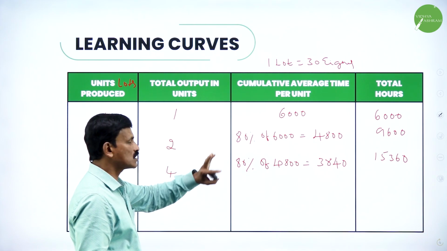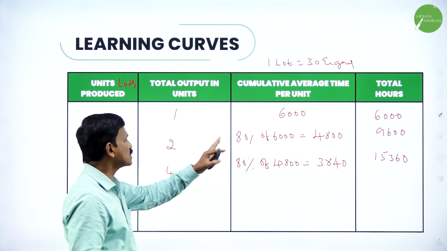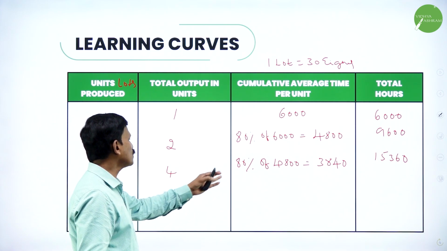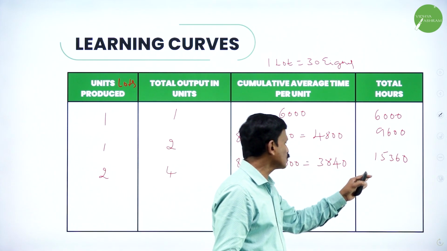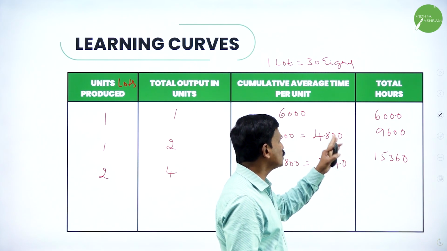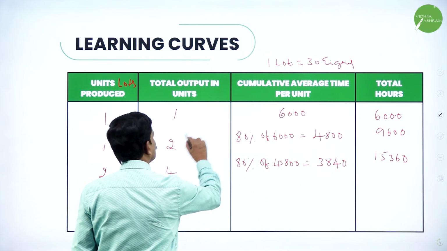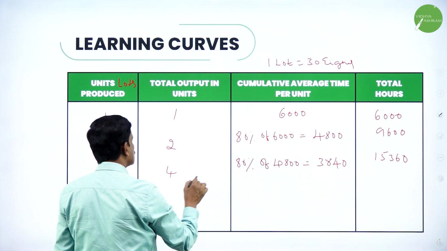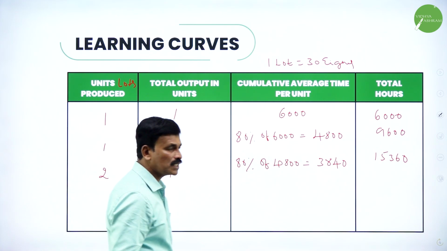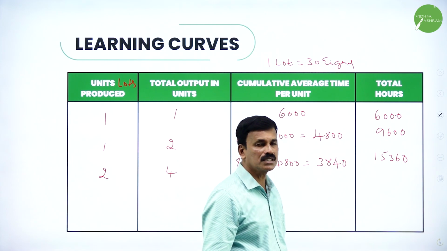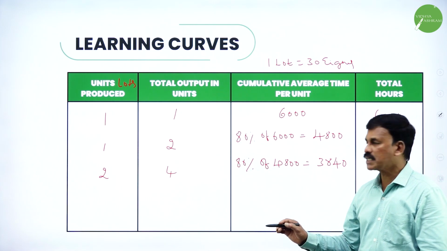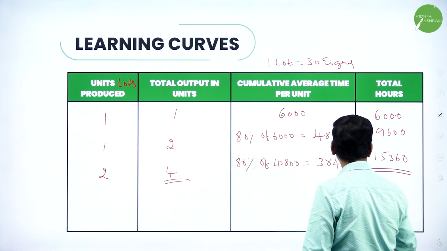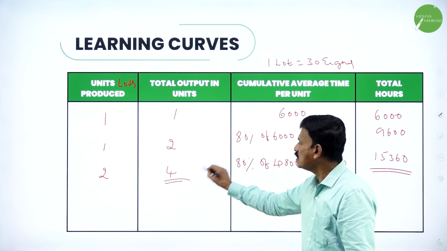So for 1 it is 6,000. For 2, 80% of 6,000 is 4,800. Again 80% of 4,800 is equal to 3,840. Therefore, the total hours is 1 into 6,000 plus 2 into 4,800 is 9,600, and 4 into 3,840 is equal to 15,360. So what is the total time for manufacturing for 4 lots? The total time taken is 15,360 for 4 lots.